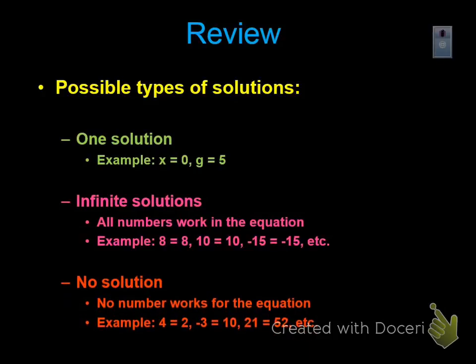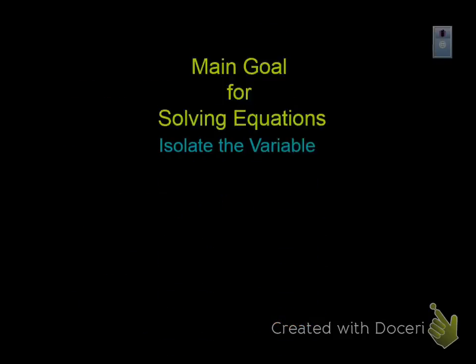The third and final type of solution is no solution, and that would be where there is no number that works for the equation. In your work, you will end with a statement that is not true. So for example, if the variable cancels out and you end up with 4 equal to 2, that is not a true statement, and therefore there is no solution to that equation. -3 equal to 10, 21 equal to 54, and so on. Any statement that is not true means there will be no solution. So we want to keep that in mind as we continue on in our work.